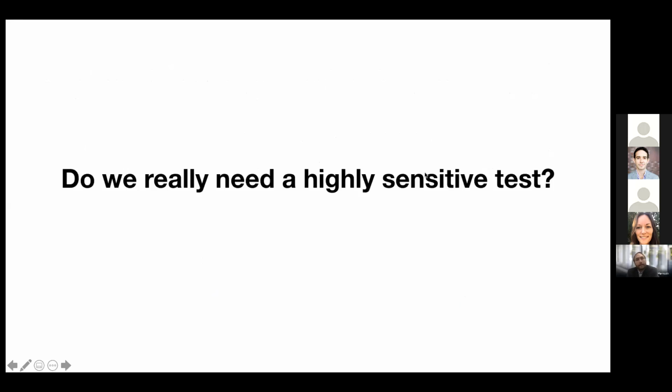Okay. So a key question that's out there is, do we really need a highly sensitive test? We just spent a couple minutes talking about PCR assays. PCR instruments, while way more widely available than they were 10 years ago, are still expensive instruments. They usually require a central laboratory. They're not widely available in small clinics in rural areas, et cetera.